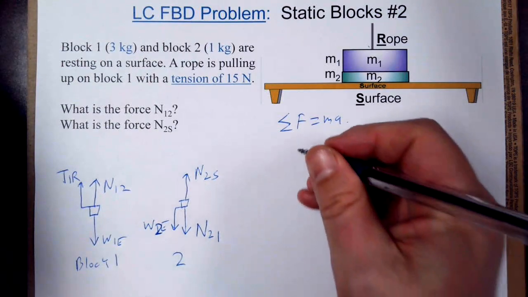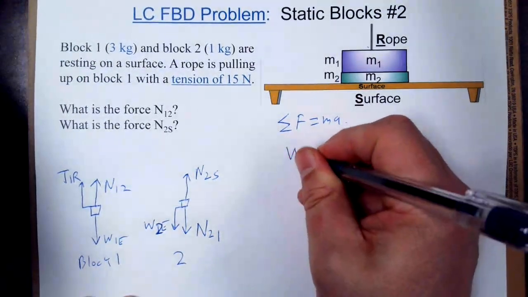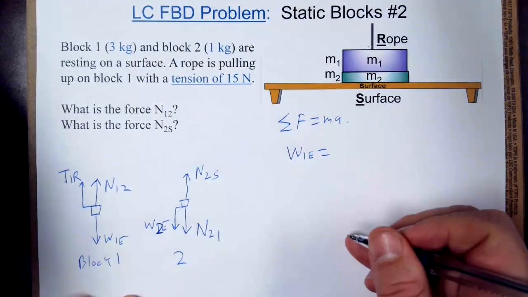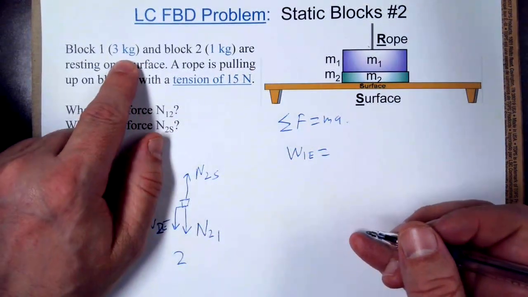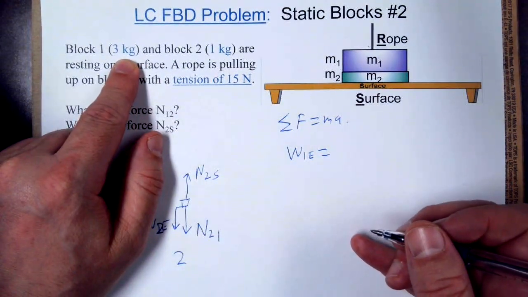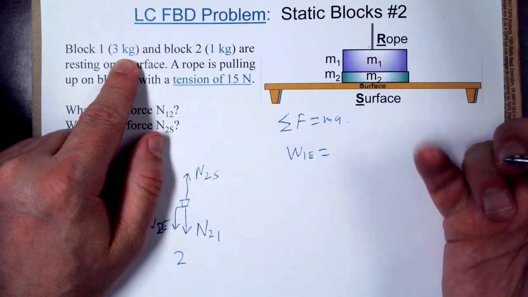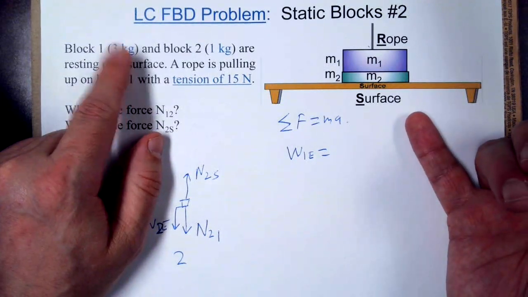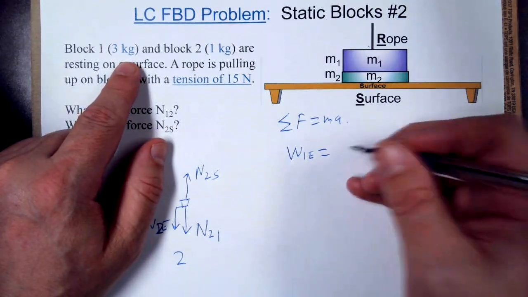So, okay. Let's do our forces here. We have weight 1e. We look at block 1. Block 1 has a mass of 3 kilograms. We can do that in our heads, I think. So it's 3 kilograms times 10 meters per second squared.